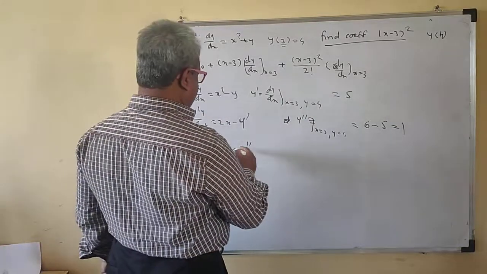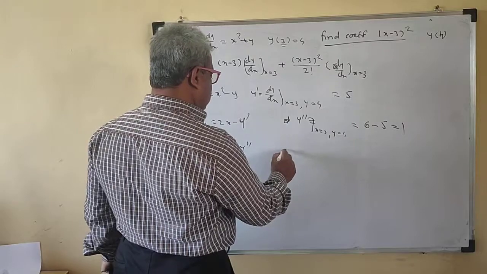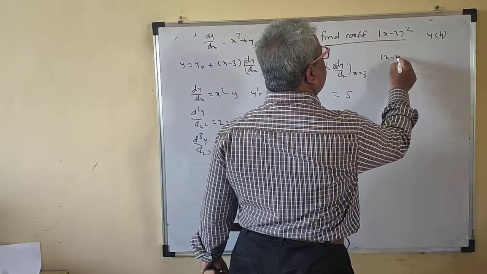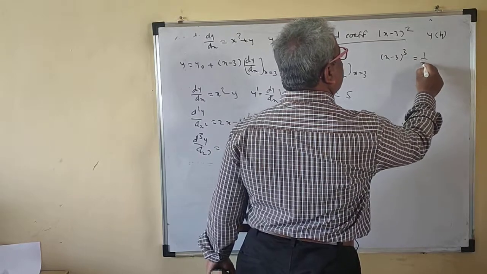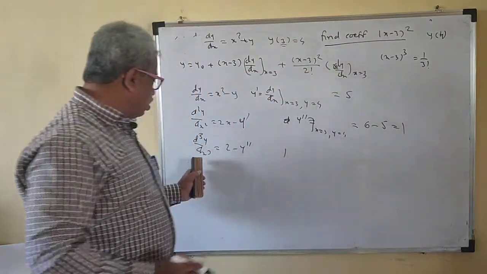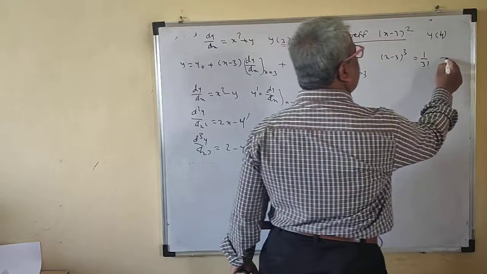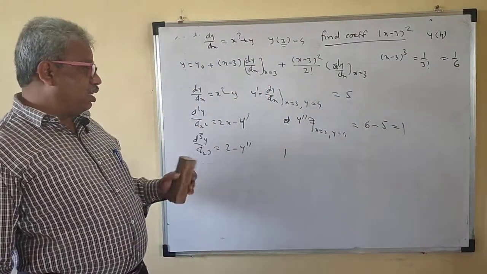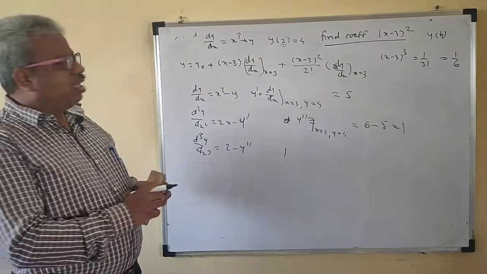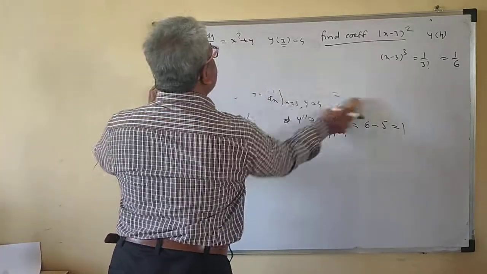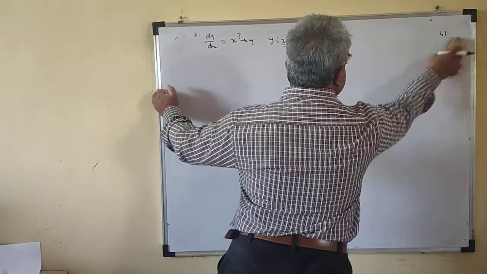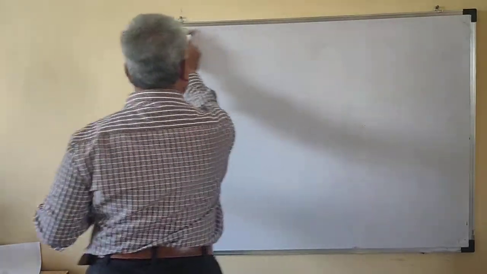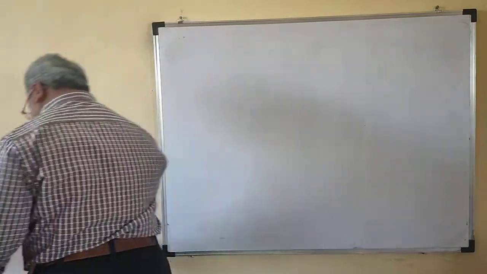So the value of y double prime is 1. So the third derivative is 1, and easily you can find the coefficient of x minus 3 cube. It is 1 upon 3 factorial times the third derivative, which is 1, so this is 1 by 6. So 1 by 6 is the coefficient of x minus 3 cube. In this way they will ask the problem. Here the function plays a very important role. Whatever function is given, we need to differentiate that.